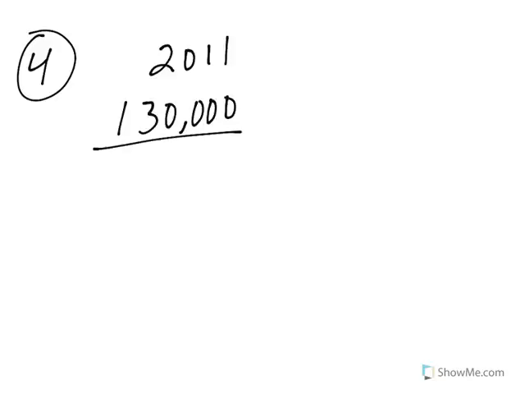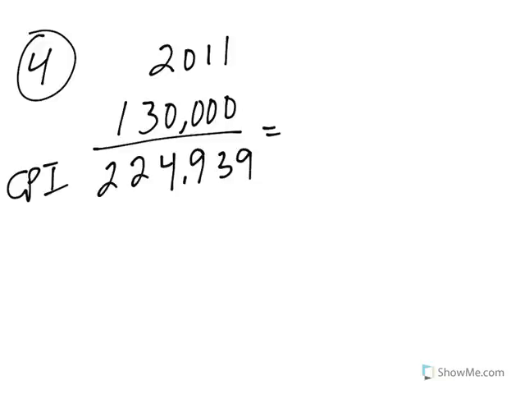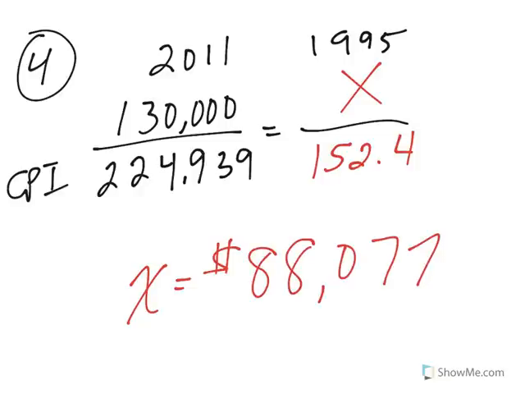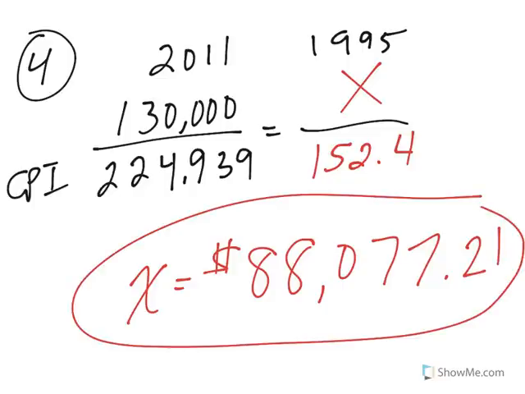Let's look at number 4. We talk about house prices. The median value of homes in Indiana in 2011, they give me 2011, was approximately $130,000. Okay, well, let's look up the CPI for 2011. They didn't give me a month, so I use the annual, and I get 224.939. What are we comparing that to? Comparable house in 1995. So I don't know what the price would be, but I can look up the CPI, and the annual for that would be 152.4. Cross multiply, and you get $88,077.21.